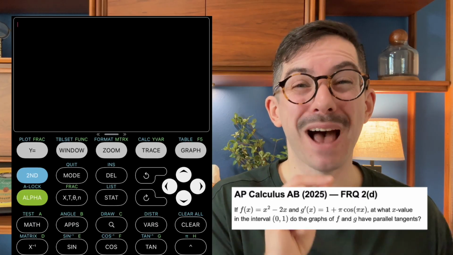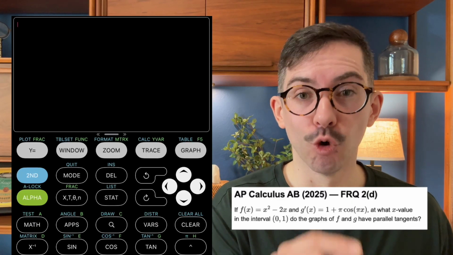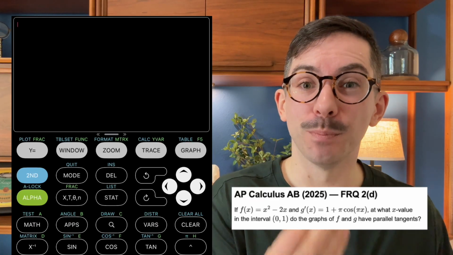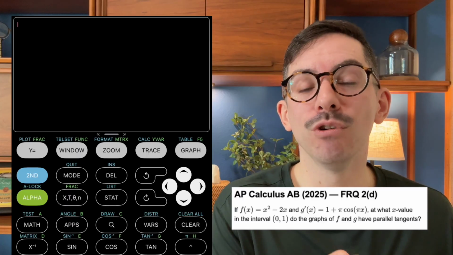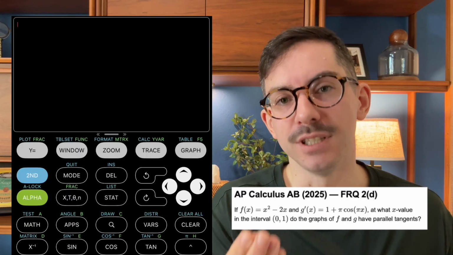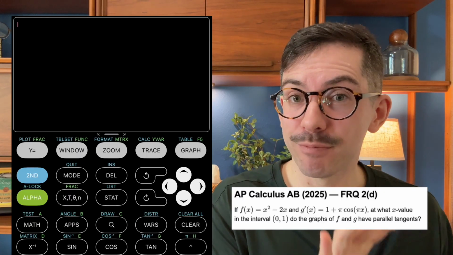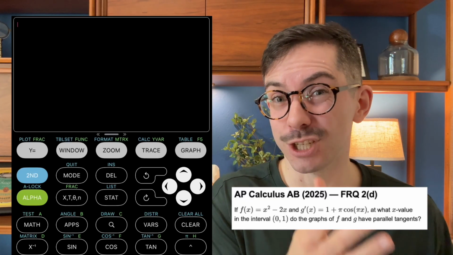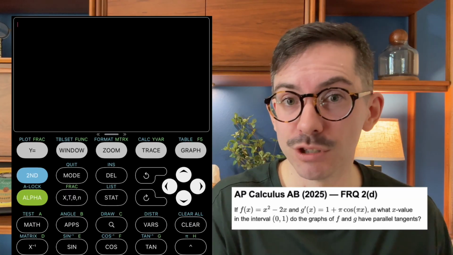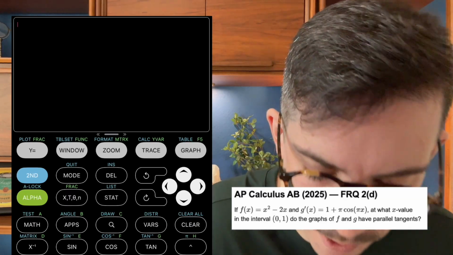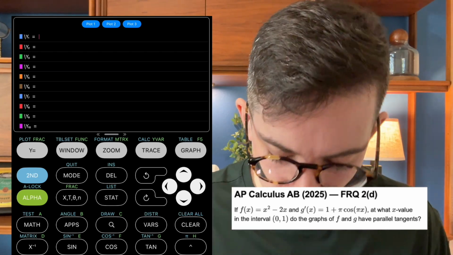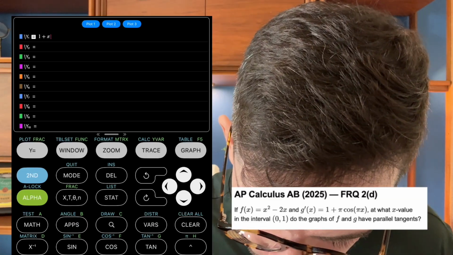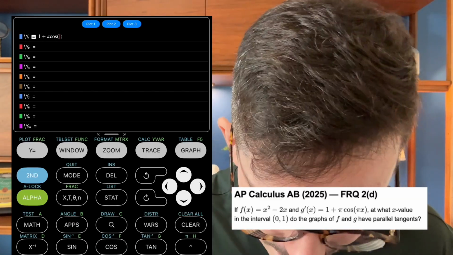Okay. Well, parallel tangent lines means the slopes of the tangents are equal. Slopes of the tangents are measured by derivatives. So I want to know what x value between 0 and 1 has f prime being equal to g prime. Well, let's graph f prime and g prime and use our intersect feature. Let's go for it. So we're told that g prime is 1 plus pi cosine of pi x.